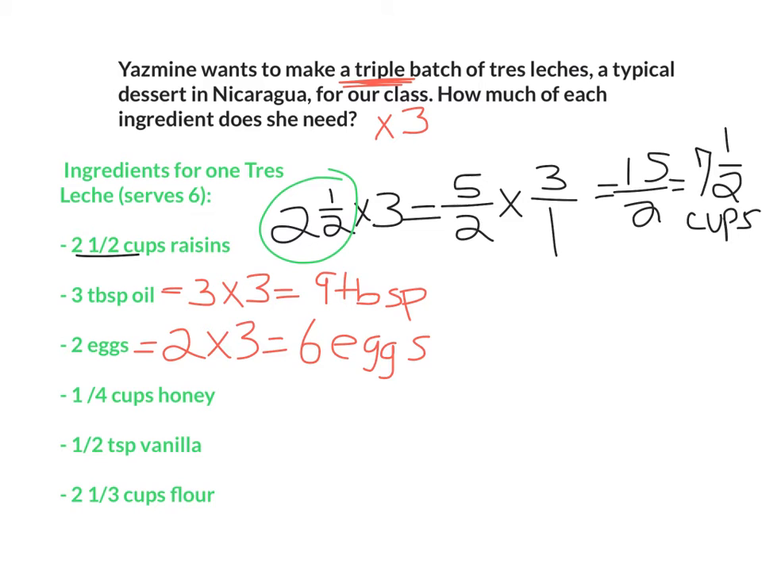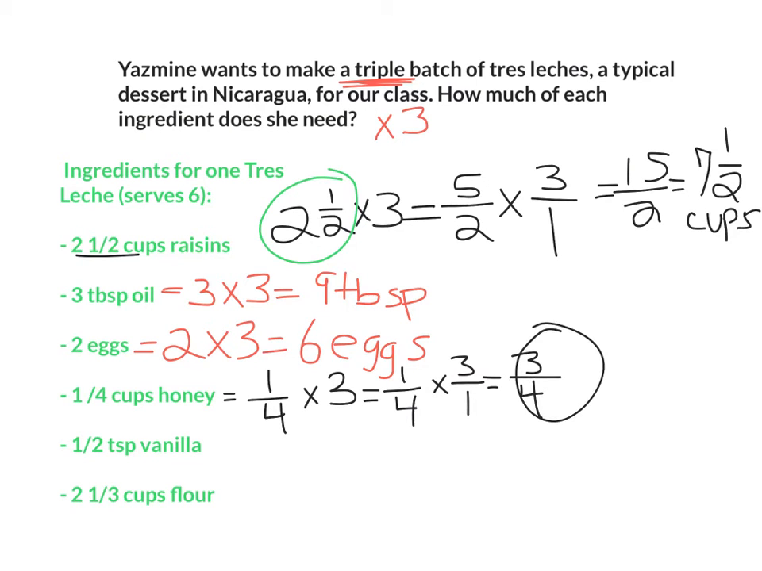All right, let's look down at honey. So we have a 1/4 cup of honey, but we want to triple it. Here we just have a proper fraction. It's not an improper fraction, but when we multiply it times a whole number, again, it makes it easier to put that whole number over 1. And now it's just a super simple 3 times 1, 4 times 1. She's going to need 3/4, again, here's our units, cups of honey.